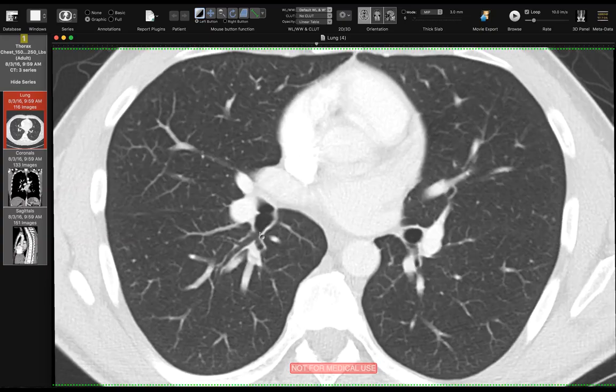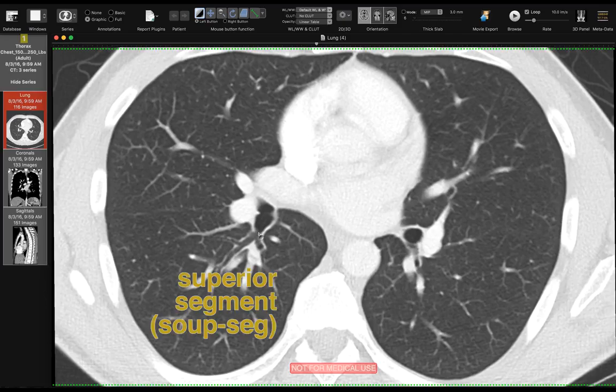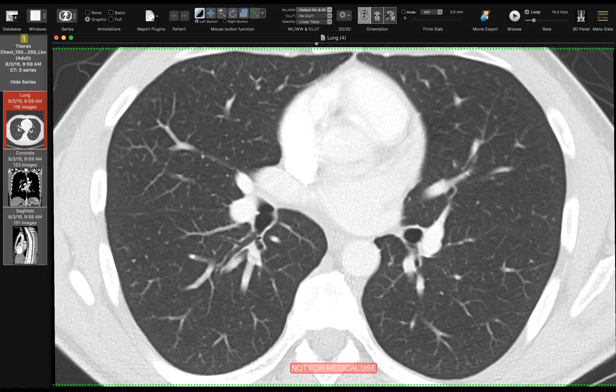And the first branch off of the right lower lobe bronchus is the superior segmental bronchus. And that's this branch right here. The superior segment of the right lower lobe is the only one that doesn't touch the right hemidiaphragm. The others are the basilar segments, and those touch the diaphragm.